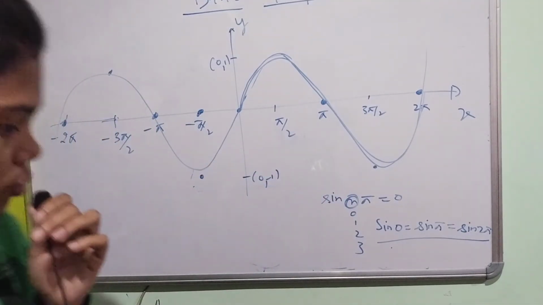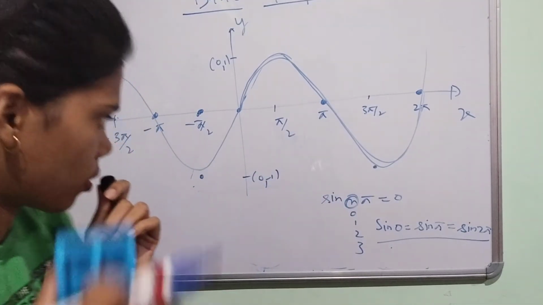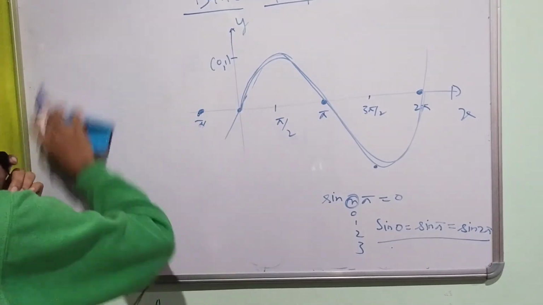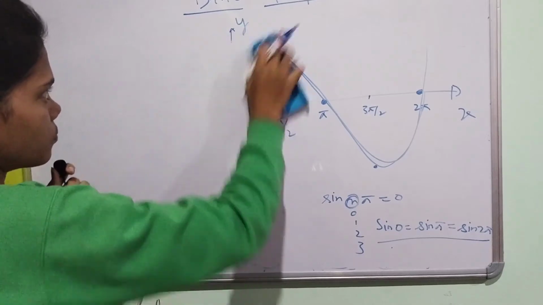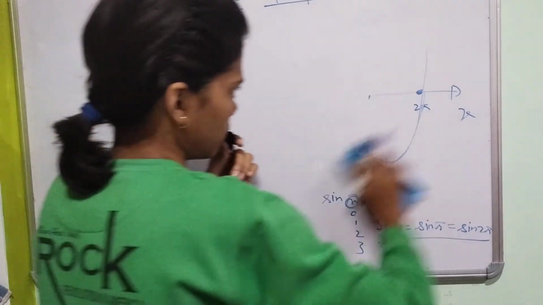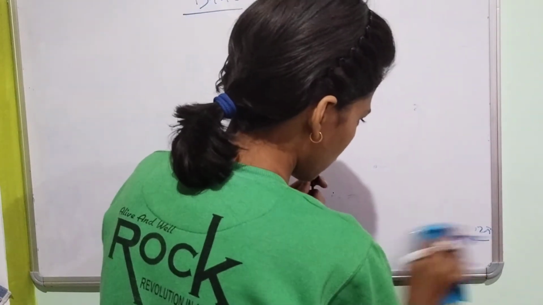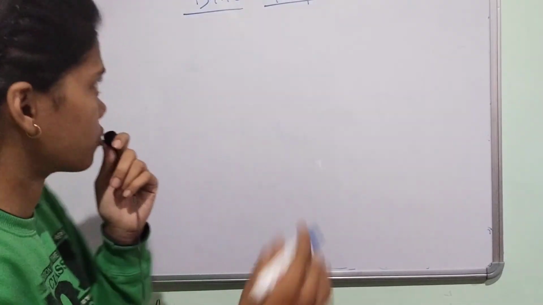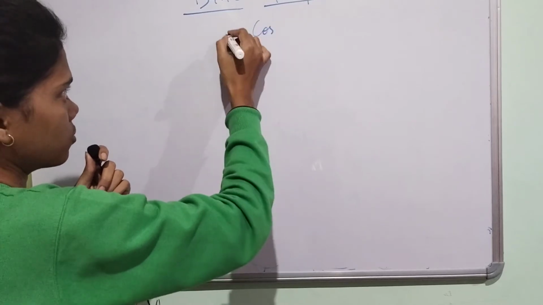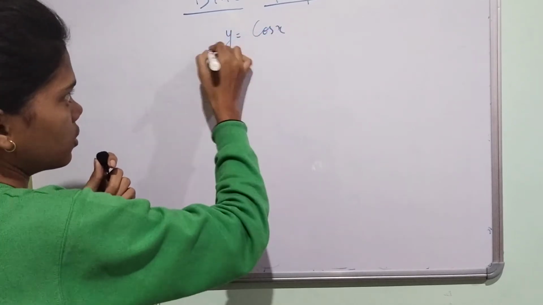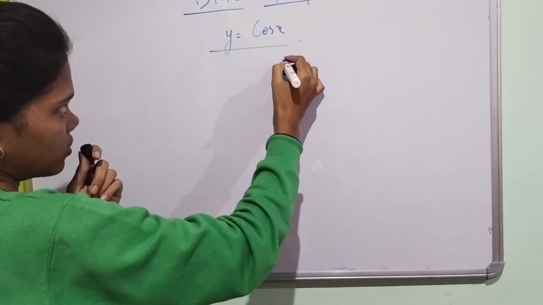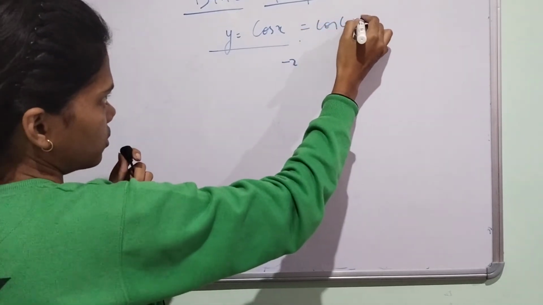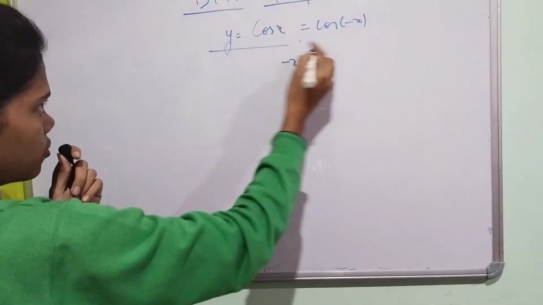Okay, so next we are going to talk about the cosine function. Cosine function, in short we say cos function. Okay, let's go for cos function. Cos is an even function. Y equal to cos x. If we put minus x also, it will give cos x only. Cos of minus x is the same as cos x.